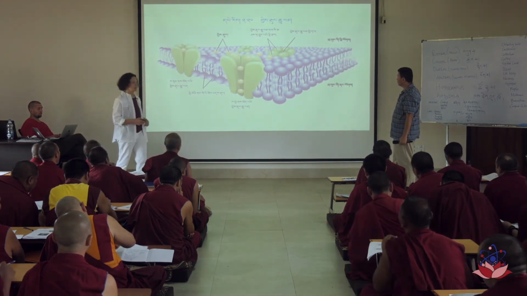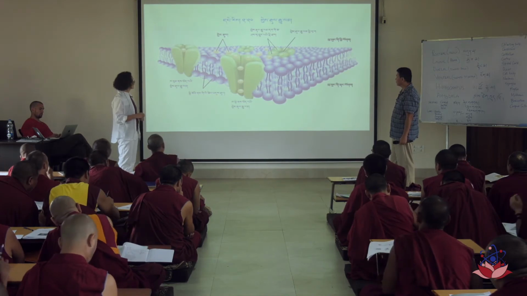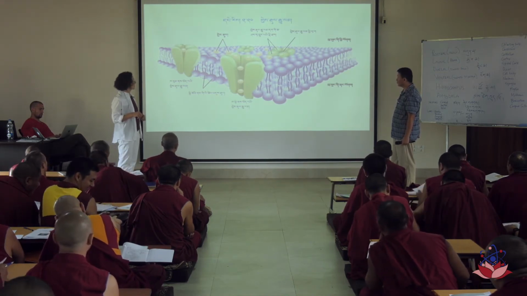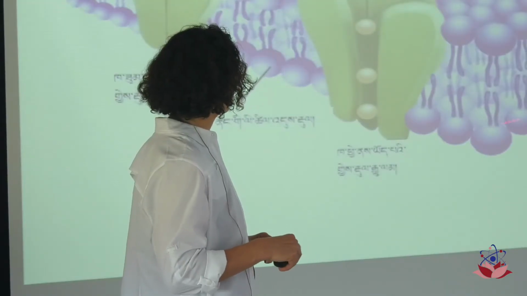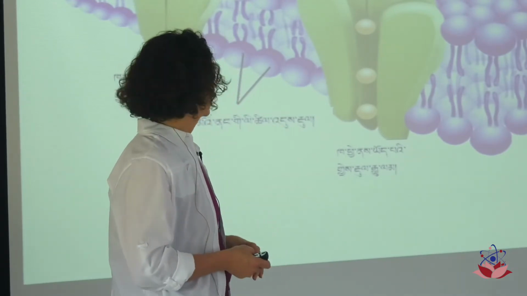Okay, so the membrane, the thing that encases each neuron, if you look at it with a very high-powered microscope, you see that it is really two layers of lipids or fats.